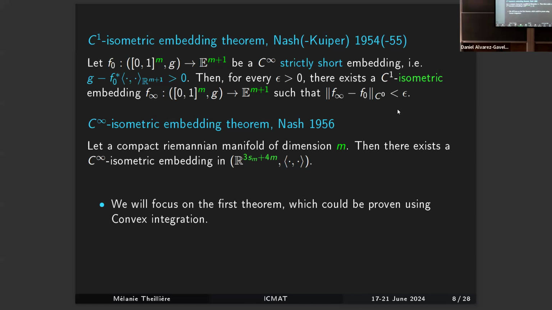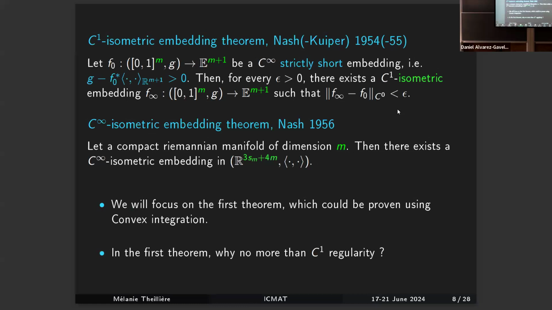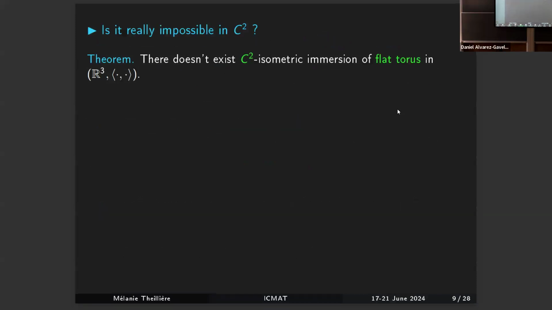In the following, we will focus on the first theorem, which can be proven using convex integration. In the first theorem, let's first ask the following question: why can we have no more than C1 regularity? What's happening? Is it really possible, in fact, in regularity C2? For example, there is this theorem, which says that there doesn't exist a C2 isometric immersion of a flat torus in dimension 3. Okay, so let's try to prove this theorem.